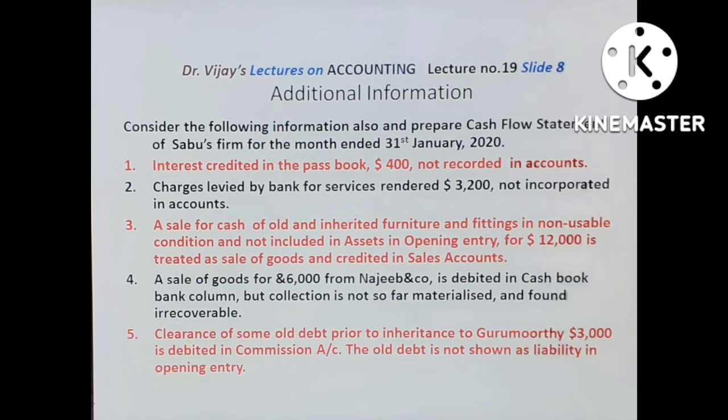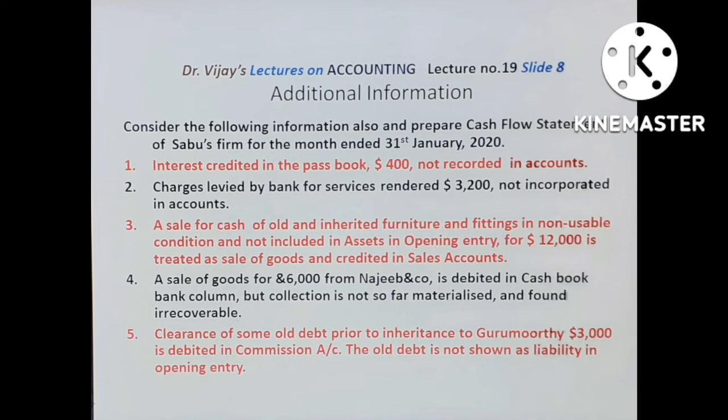but collection has not so far materialized and is found irrecoverable. This $6,000, which is shown as collection from sales, cash sales, in the cash book bank column, has become irrecoverable and so is to be written off, already written off as bad debts. The entry passed is bad debts account debit to bank account, and the posting is there in the extended cash column which you are going to see. So this $6,000 should be subtracted from collection from sales, $78,000.